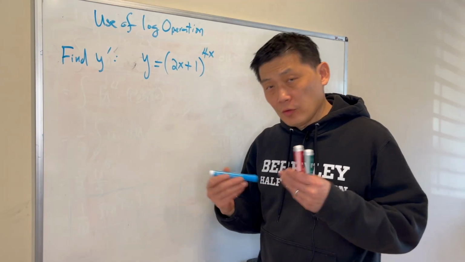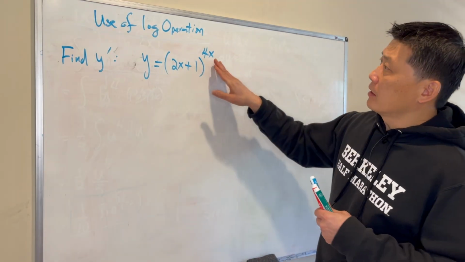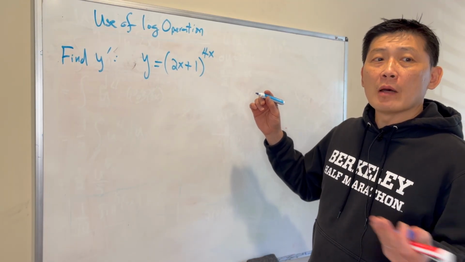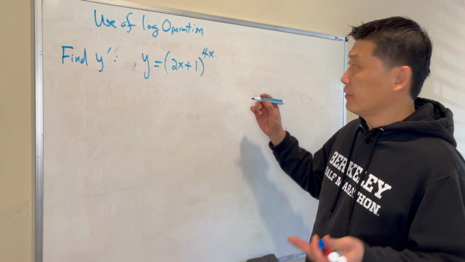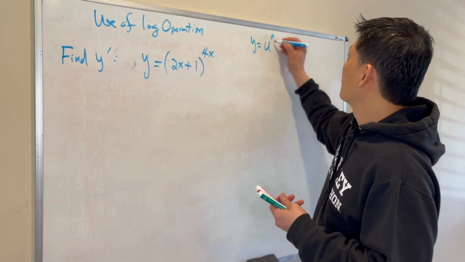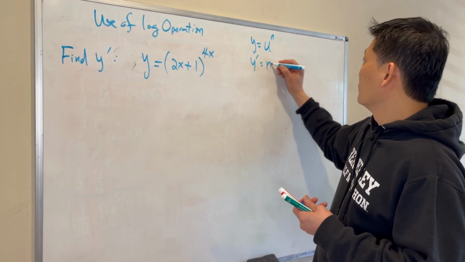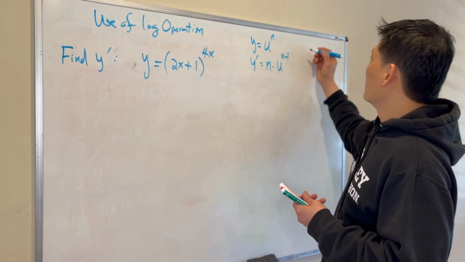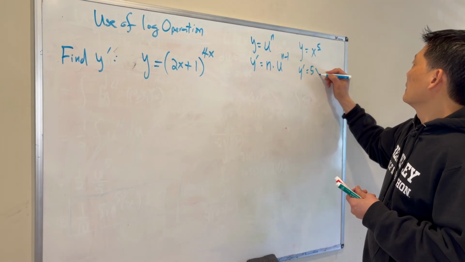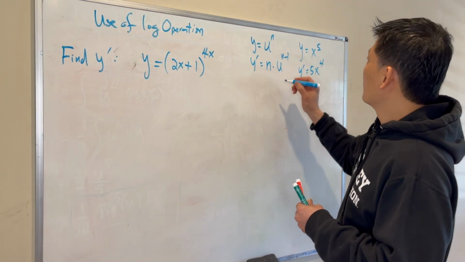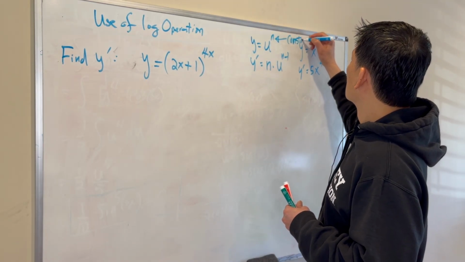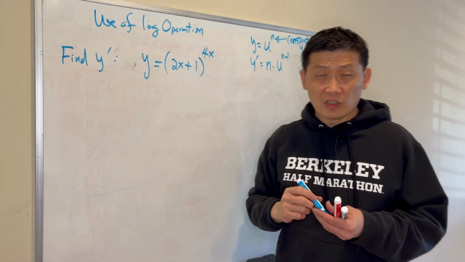Now, over and over, I see many students think that they can just apply the typical derivative operation that is applicable to power functions. We call it the power function rule. For example, if you have y is equal to u to the n power, y prime is n times u to the n minus 1. So for example, y is equal to x to the 5th power, y prime is 5x to the 4, right? But the problem here is that this n is a constant, which means it is an actual value, a number.